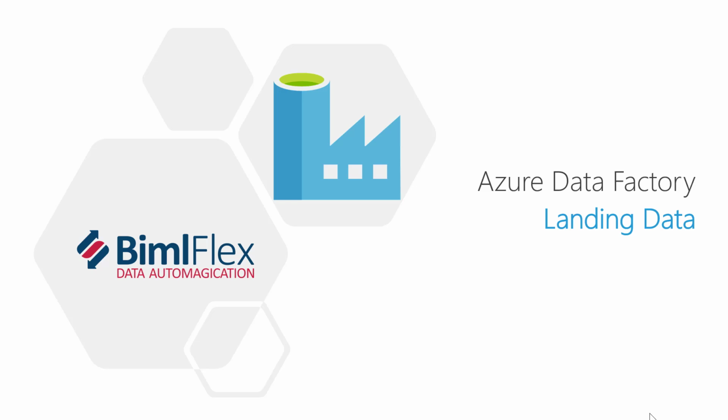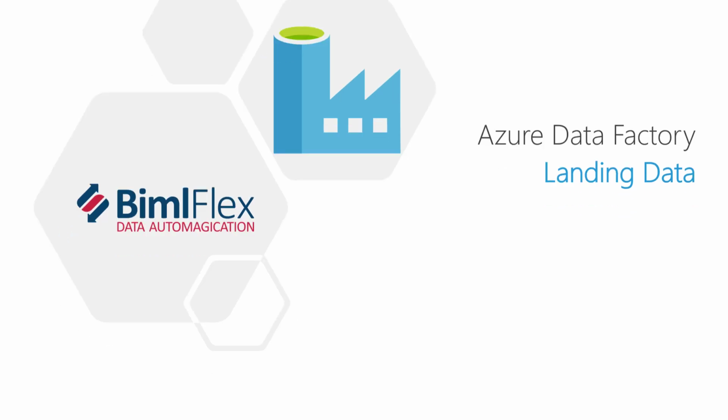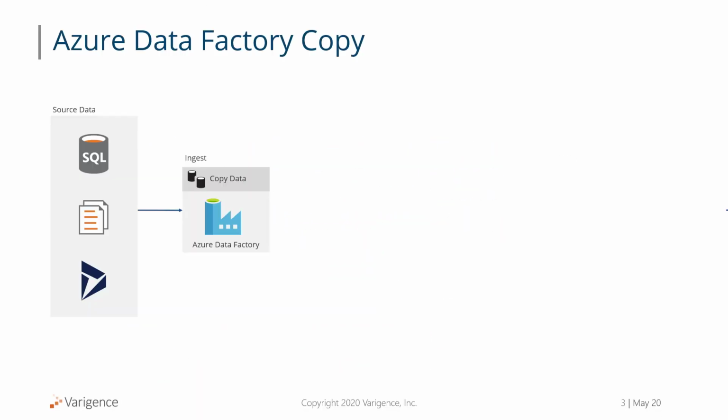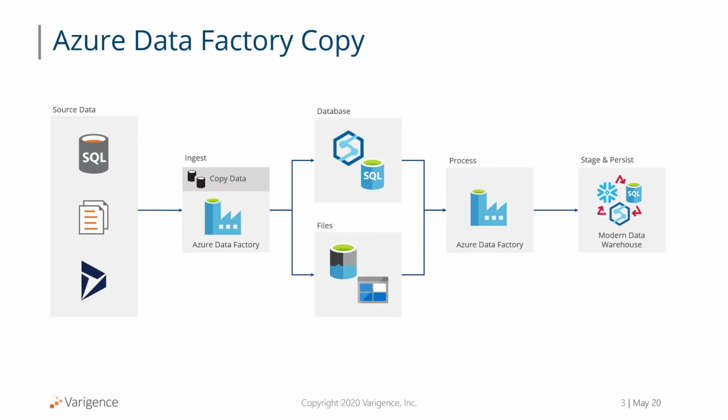Okay, in this video, I'm going to quickly take you through how to configure BimlFlex and the landing area to land the data using Azure Data Factory. With Azure Data Factory, to land the data, we're going to use the Azure Data Factory copy, which is like a bulk copy operation. You cannot add additional transformations in the pipeline between the source query and the target delivery.